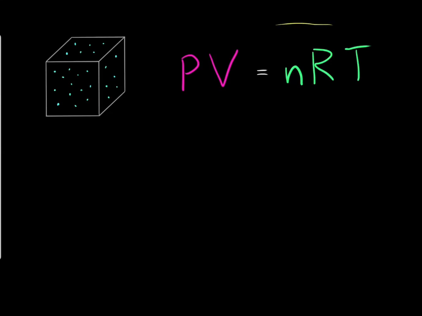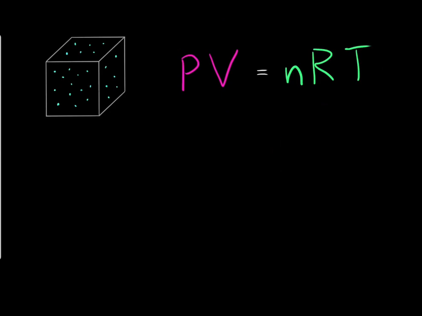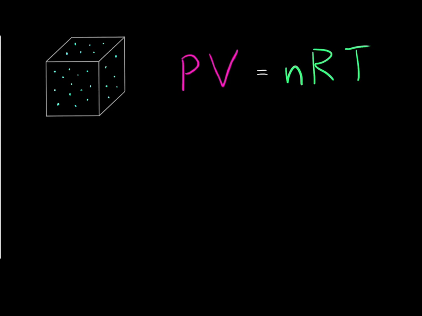So in this video, let's talk about the ideal gas law. So what does this ideal gas law tell us? Well, it essentially tells us if you have a container with gas, and if you know the pressure of the gas multiplied by the volume of the container, that will equal the number of moles in that gas multiplied by the ideal gas constant multiplied by the temperature in that container.